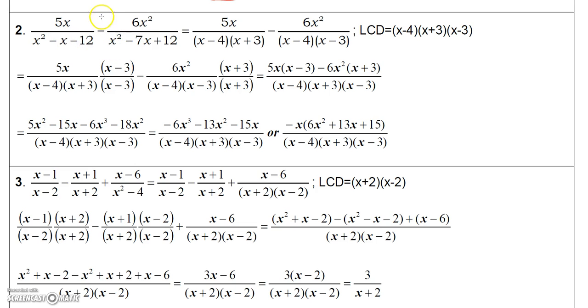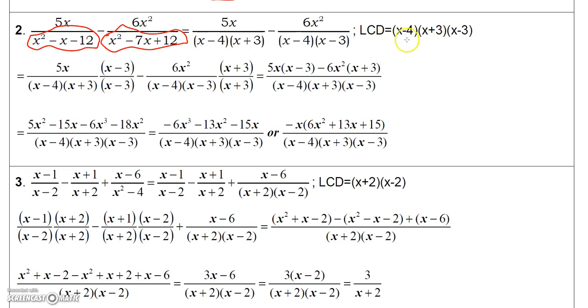Now on this example, when you first look at it, it looks a little bit daunting, because in this fraction I have x squared minus x minus 12, and in this fraction I have x squared minus 7x plus 12. So if you factor these trinomials, you'll actually begin to see a way to get your lowest common denominator. So notice in the next step I went ahead and factored these. X squared minus x minus 12 factors into x minus 4 times x plus 3, and x squared minus 7x plus 12 factors into x minus 4 times x minus 3.